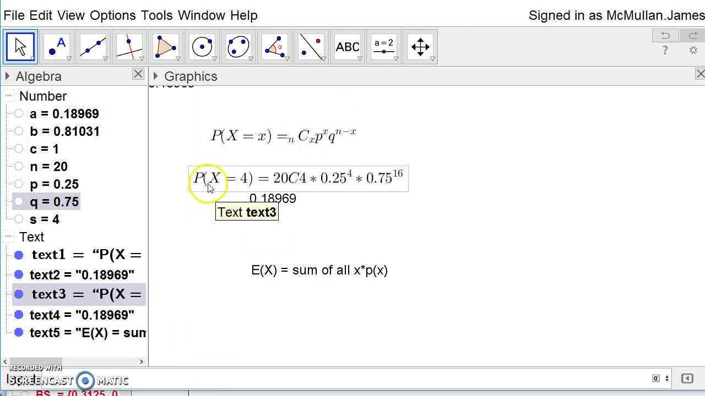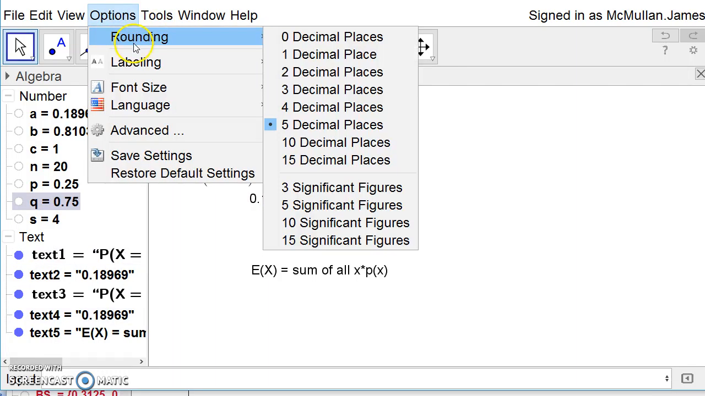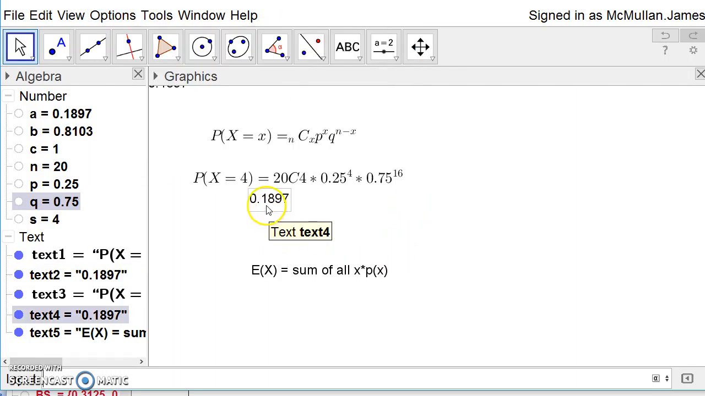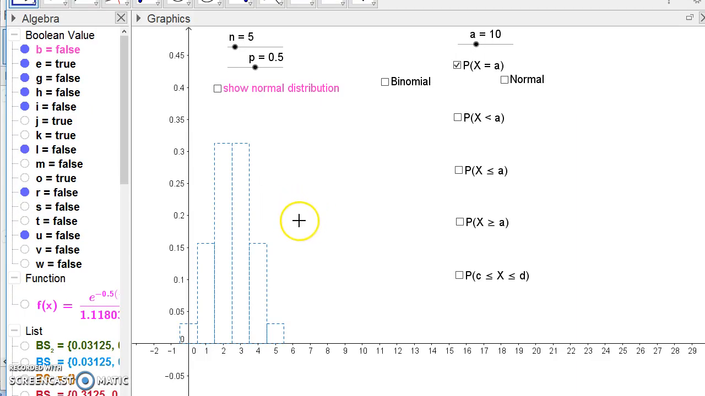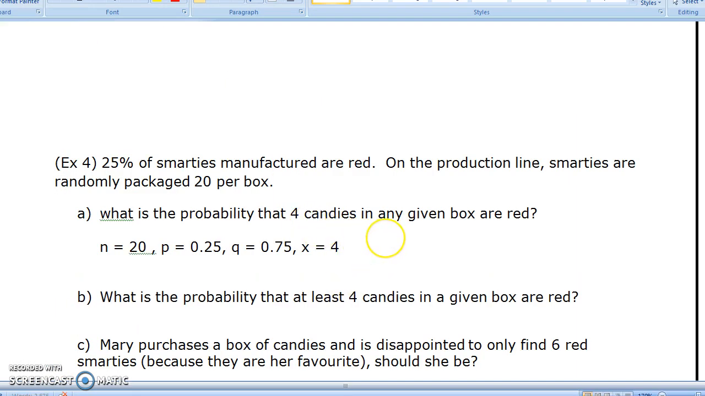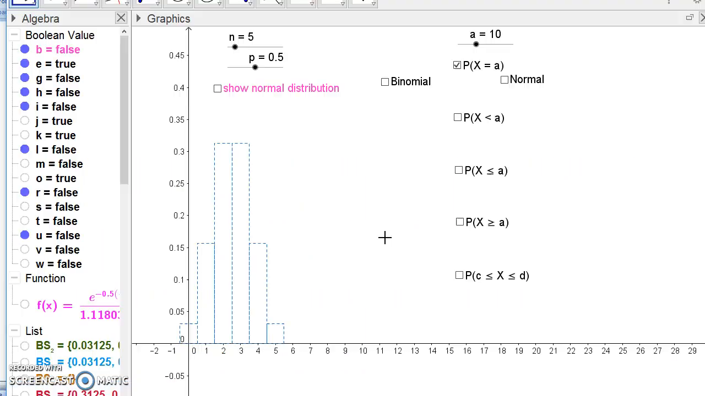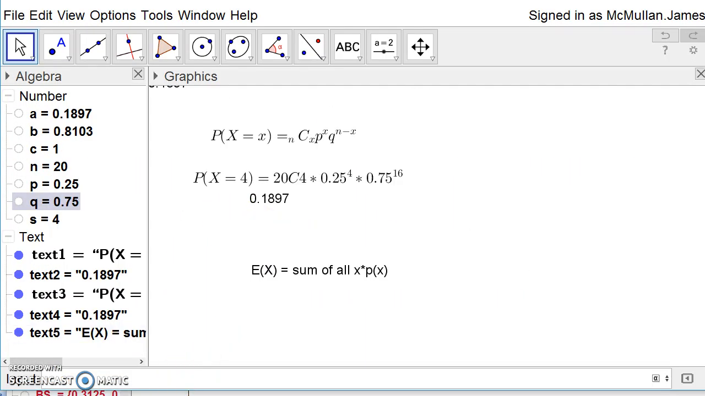So we look here. This is what we're doing: probability x is equal to 4. 20 choose 4, success to the power of 4, failure to the power of 16. And we arrive at this answer. So we can cut this down, I think, one more. 0.1897.